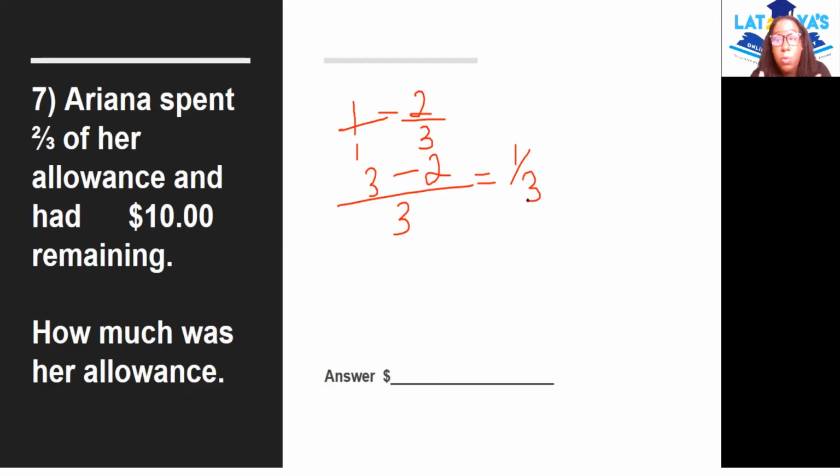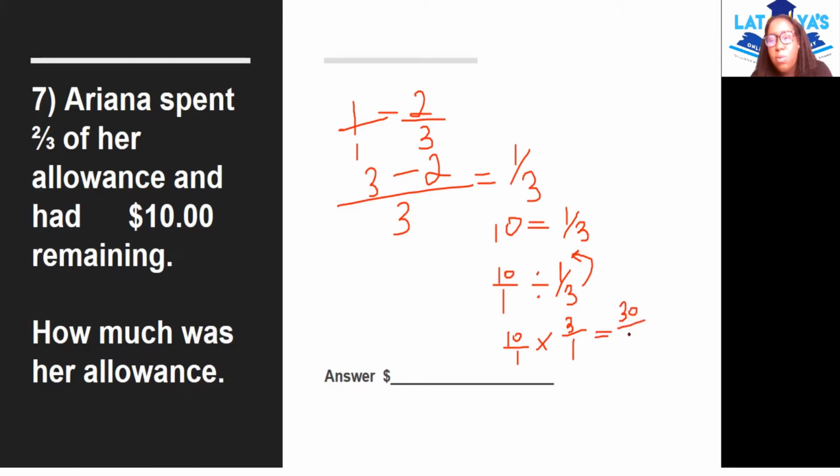Now we know that 1/3 of our allowance is $10. So what we need to do, $10 is equal to 1/3, so we need to divide. Notice I'm putting my fractions on the right side. 10 is a whole number, so 10 over 1, I'm going to divide by 1/3. What happens when we are dividing fractions? The division sign changes to a multiplication sign, and we find the reciprocal of this fraction, or we simply flip this fraction. 3 over 1. 10 3s are 30 over 1, which is 30. So the question asks us how much was her allowance. So her total allowance was $30.